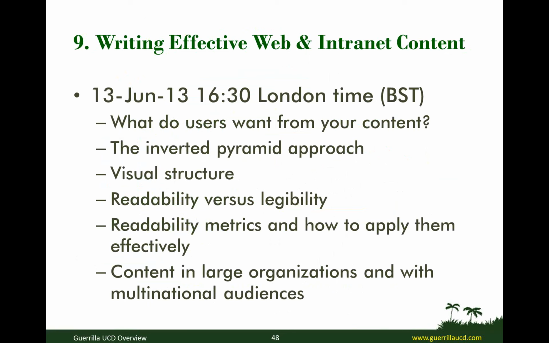We're going to talk about the inverted pyramid approach, which is a common approach in journalism for writing easily accessible text. Visual structure of information. We'll be looking at the two topics of readability and legibility. They are different. Sometimes the words get used interchangeably.